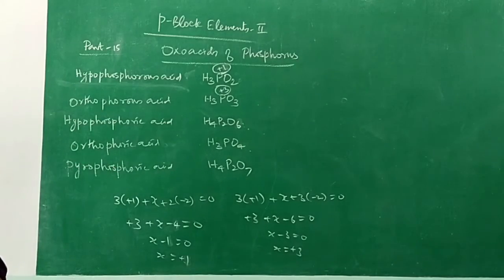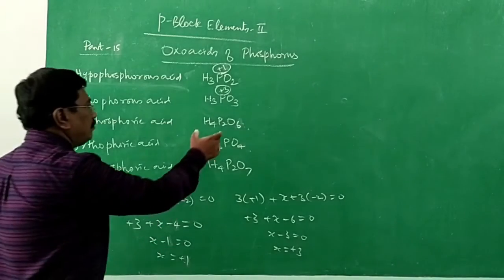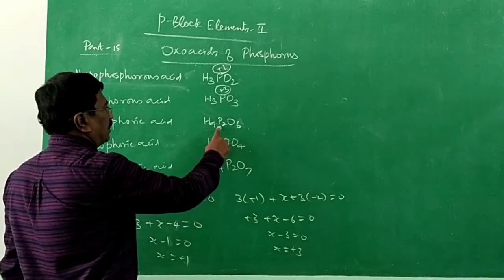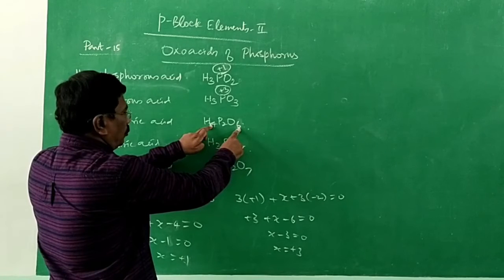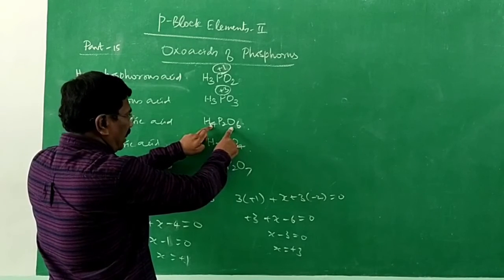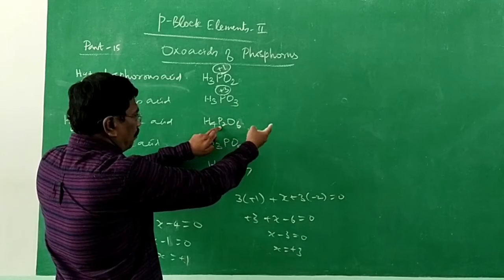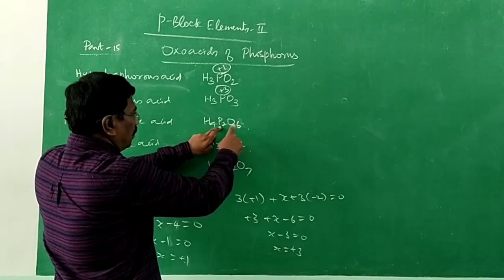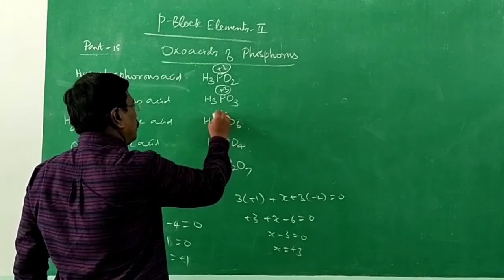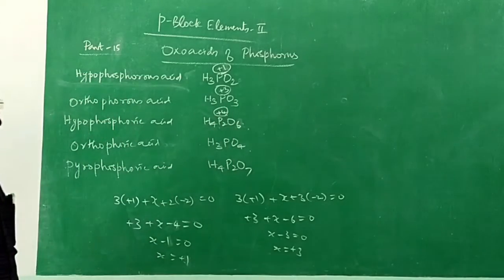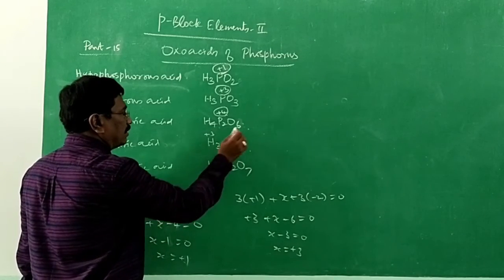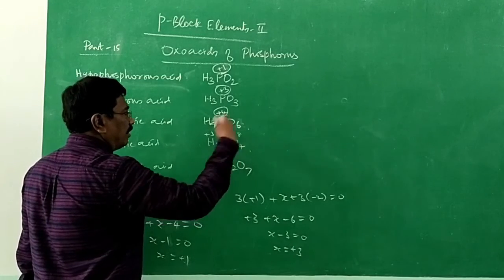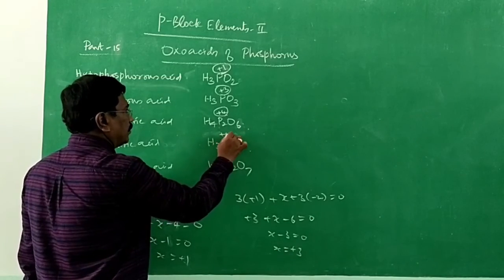Now, what about hypophosphoric acid? Here, 4 into plus 1, plus 6 into minus 2, which is minus 12, therefore minus 8 comes. It goes to the other side as plus 8. For 2 phosphorus it is plus 8, so for 1 phosphorus plus 4. You can try to solve it yourself. Alright, what about the next one? 3 into plus 1 is plus 3, 4 into minus 2 is minus 8, therefore minus 5 comes, and on the other side plus 5. Phosphorus is plus 5.